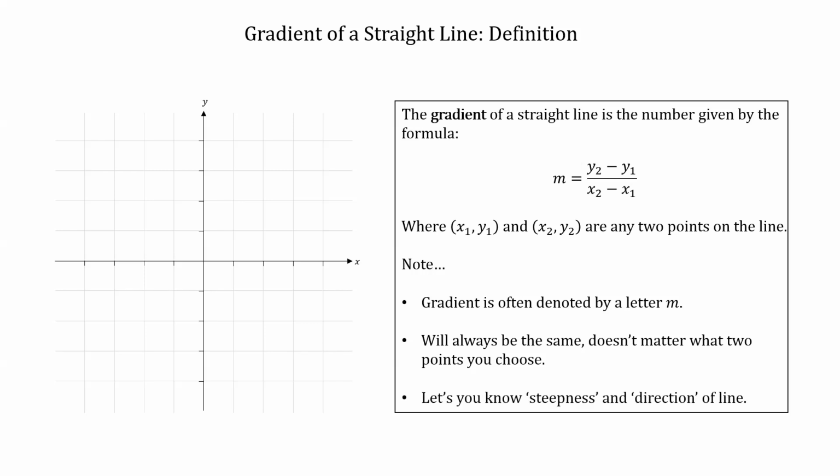And finally, it lets you know the steepness and the direction of the line. So that's really what the gradient is. It's a measure of the steepness of the line, and also depending on whether it's a plus or a minus sign, it tells you what direction the line is moving in, if you like. But we'll focus on this in the next video. So for this video, we're just going to look at a few examples of calculating gradients for a few given equations, and in the next video we'll look at how to interpret the gradient.